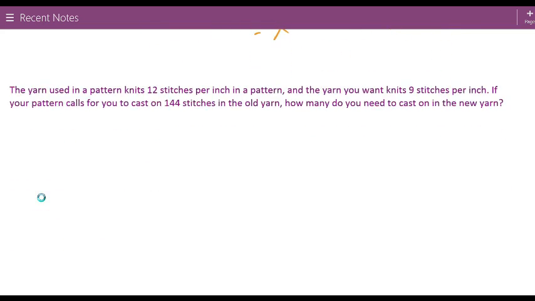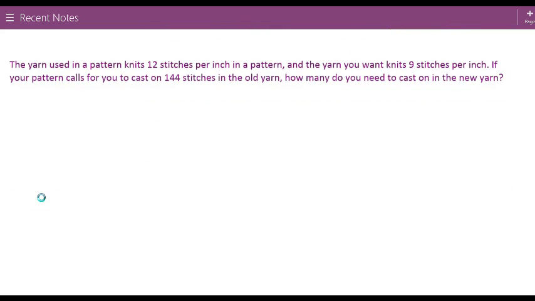All right, now this example is one that I made myself, so the topic is not exactly what you would find in the book. But we'll work through it anyway. All right, so a yarn used in a pattern knits 12 stitches per inch in the pattern, and the yarn you want knits 9 stitches per inch. If your pattern calls for you to cast on 144 stitches in the old yarn, how many do you need to cast on in your new yarn?